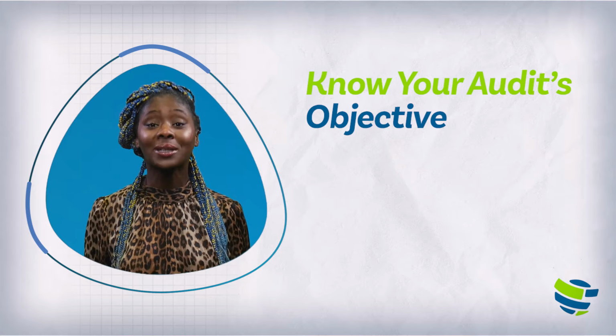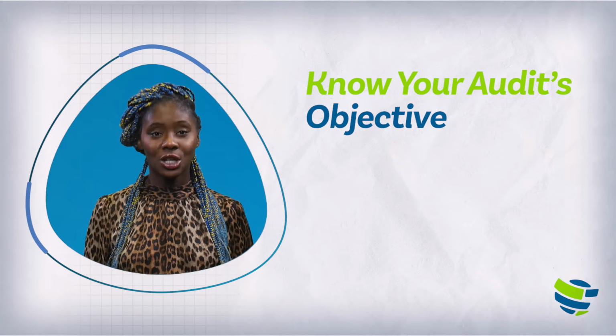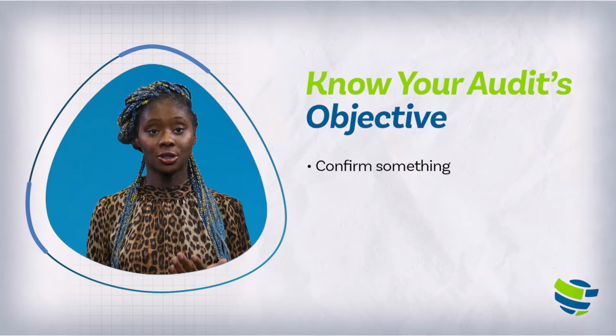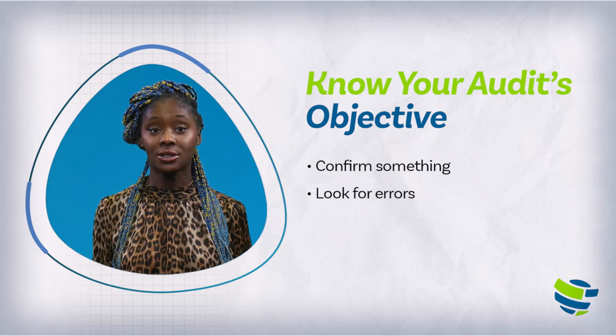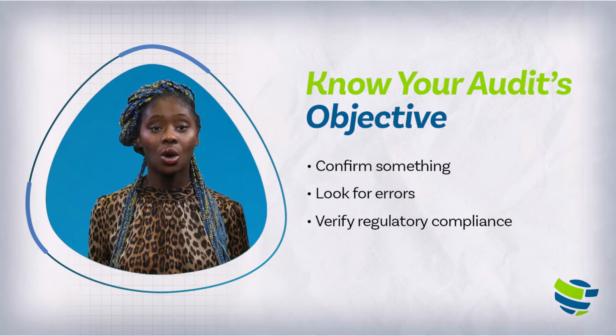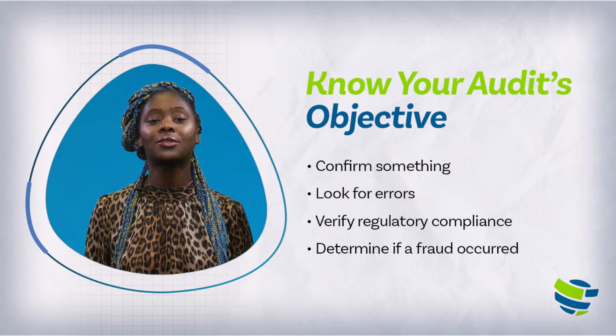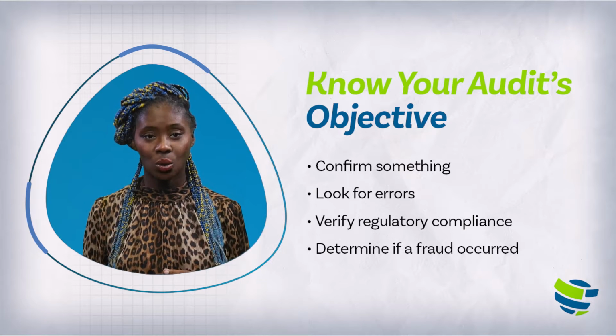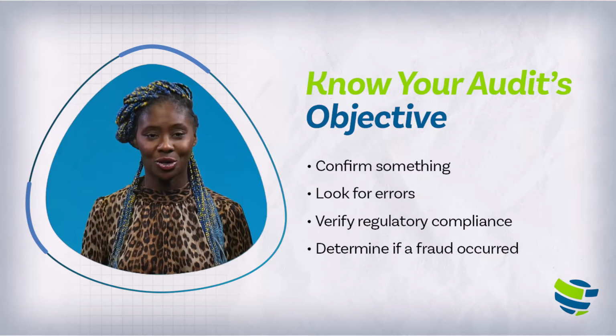In order to properly develop an audit program, you'll need to understand its objectives. Is your audit setting out to confirm something or look for errors? Is the audit's intent to verify compliance with regulations or possibly to determine if a fraud has occurred? Ultimately, the objective will dictate what procedures are in scope for your project.